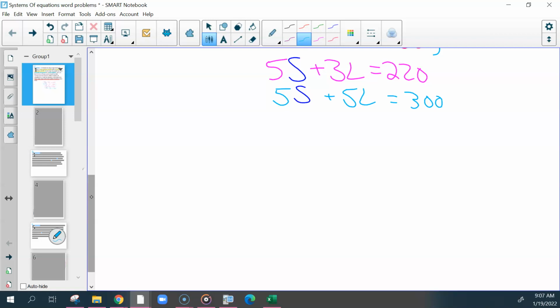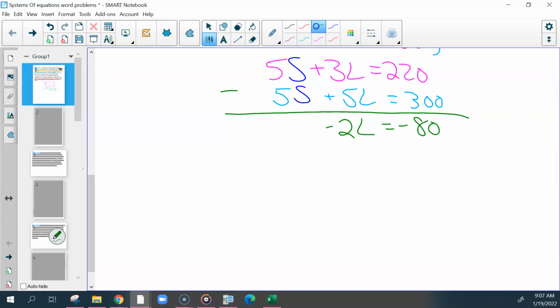Would we add or subtract to eliminate these? Subtract. So when we subtract these, this would give us 3L minus 5L, which is negative 2L. 220 minus 300 would give us negative 80. Okay, that's negative 2L.